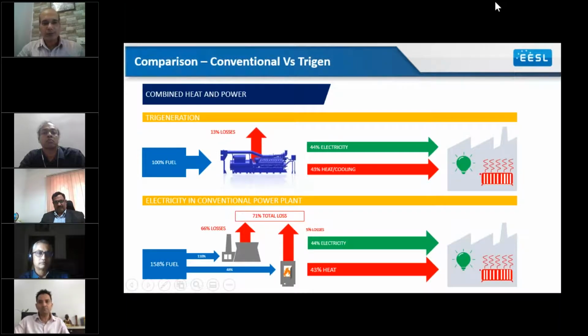In the conventional case, for the same 44% electricity and 43% heat, there are huge losses in the grid as well as in the boiler. So we have 158% fuel consumption. So directly 58% of fuel can be saved in the case of tri-generation.